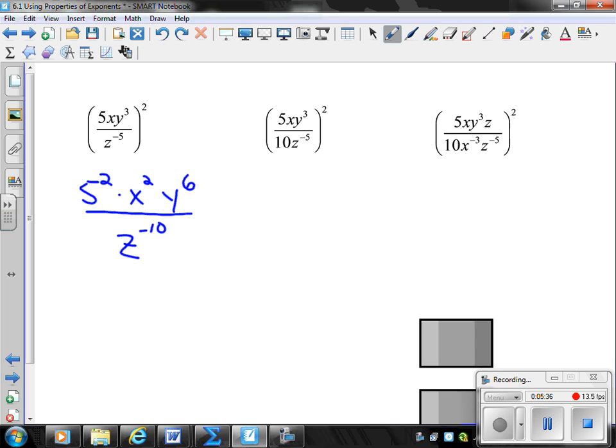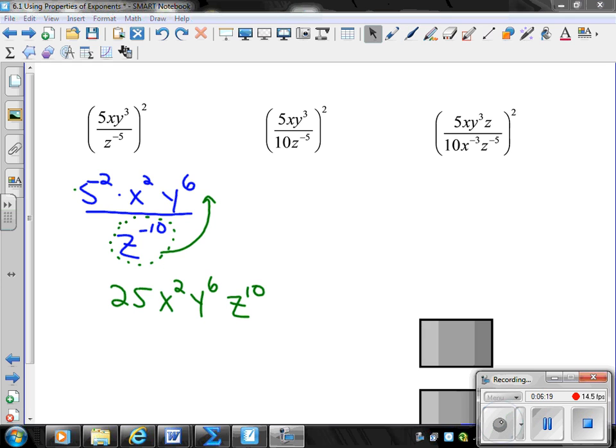And I'm going to clean this up a little bit. My 5 squared is 25. X squared, there's nothing I can really do with that, so I'm just going to leave that as x squared. And same with the y to the 6th, I'm going to leave it just the way it is. This z to the -10, though, I want to simplify that by changing to a positive exponent. The way to change it to a positive exponent is that I'm going to cross the line, bring it up top, and change the sign of -10 to +10. And that's going to simplify my expression as much as I can.